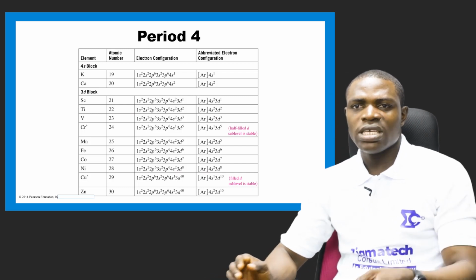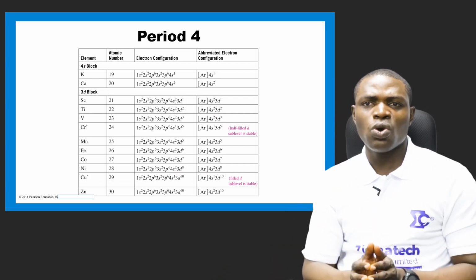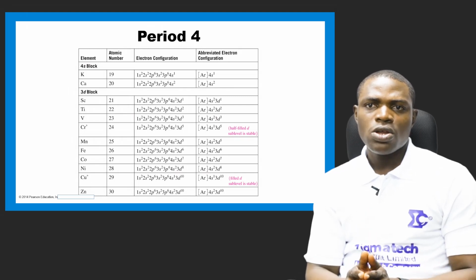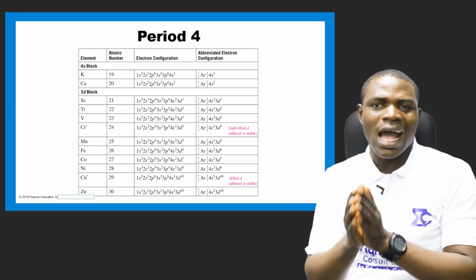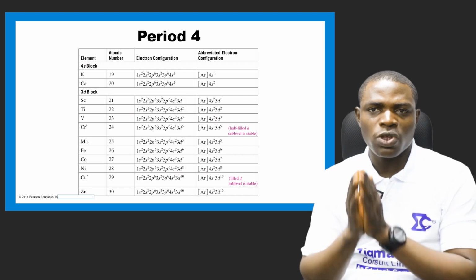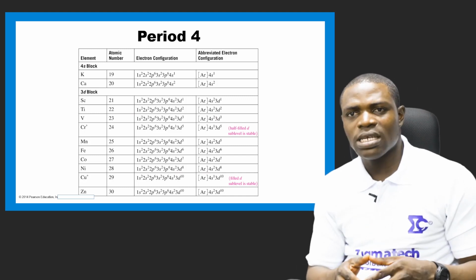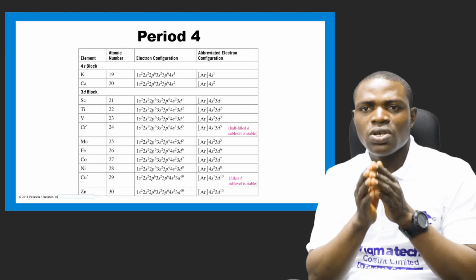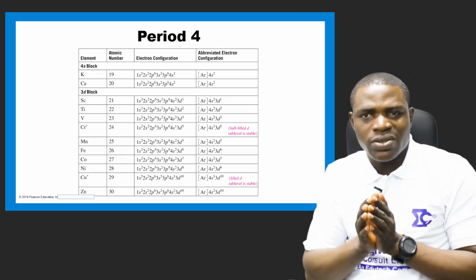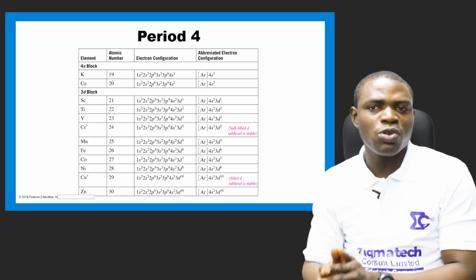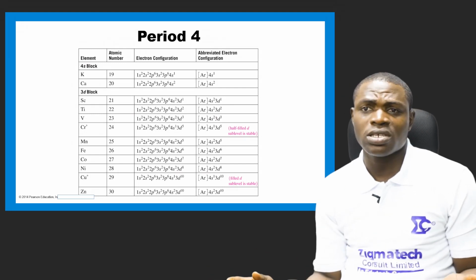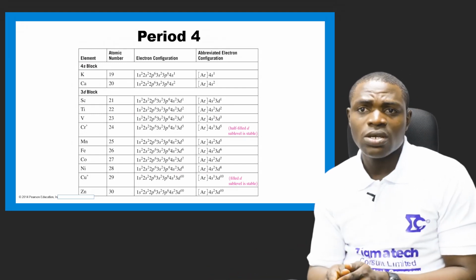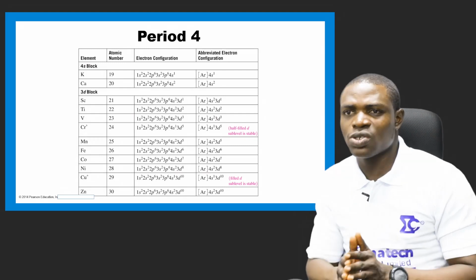And you see the atomic number first. You need to know their block. The first ones, K and Ca, which are potassium and calcium, are in the 4s block. Then from scandium to zinc, they are in the 3d block, because they are all transition elements. So until you understand this, you may not be able to do their electronic configuration.